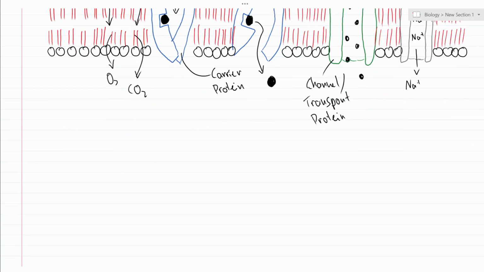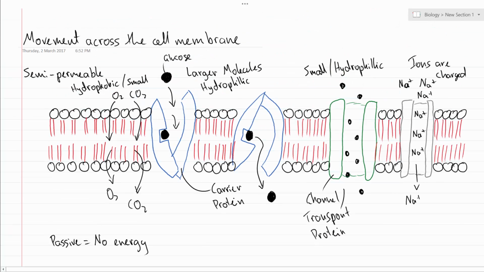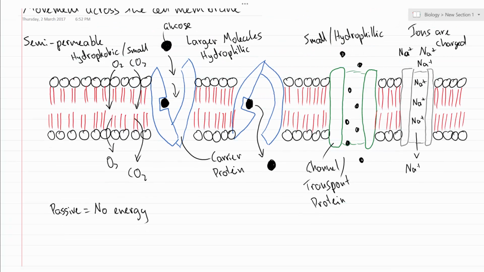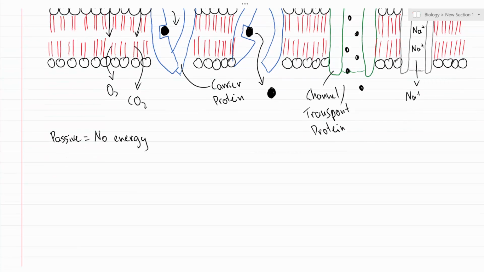Now, the only other thing to mention is some of these processes happen passively. Passive means no energy. So for example, things like the oxygen and carbon dioxide moving through the phospholipid bilayer don't require energy. Some channel proteins won't require energy for things to pass through. Or we can have processes which are active, which equals energy being needed.